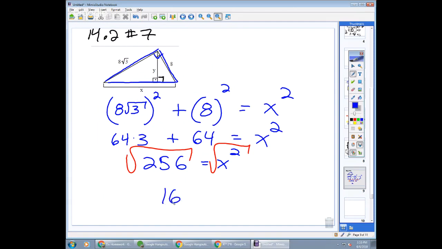All right, so let's see. Next, we need to figure out y, the altitude. I see at least two ways to do that off the top of my head.